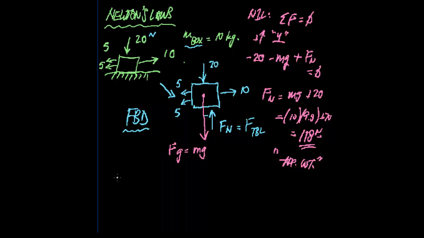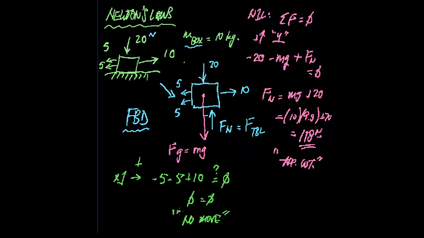Alright, so let's look in the x direction. Call positive to the right. We have a minus 5, a minus 5, a plus 10, and we're just summing the forces. Does that equal 0? And actually it does. So if it equals 0, we can say that all the forces cancel, so it doesn't move. That box will remain stationary.